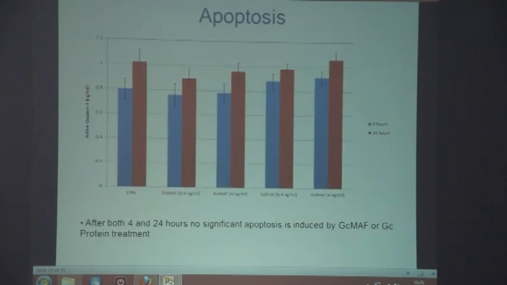The results. You can see that the blue is after 4 hours of treatment and the red after 24 hours of treatment, and after both 4 and 24 hours, you can see that no significant apoptosis is induced by Gcmaf or also GC protein treatment.